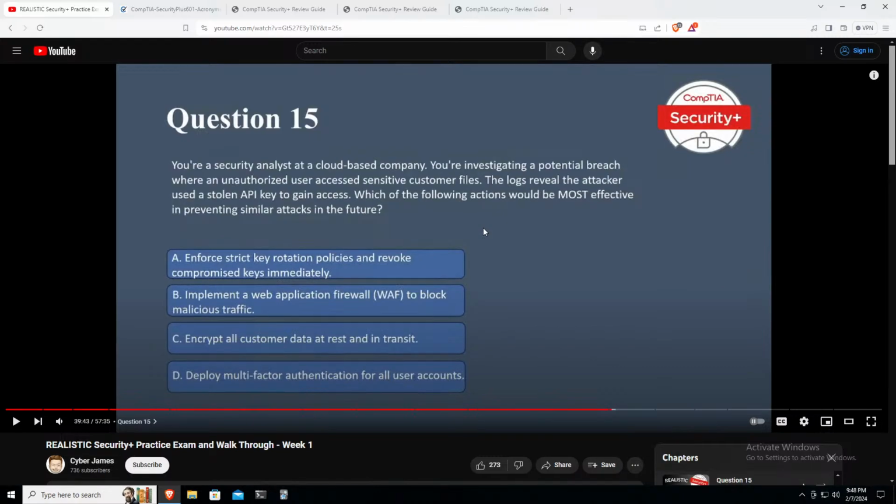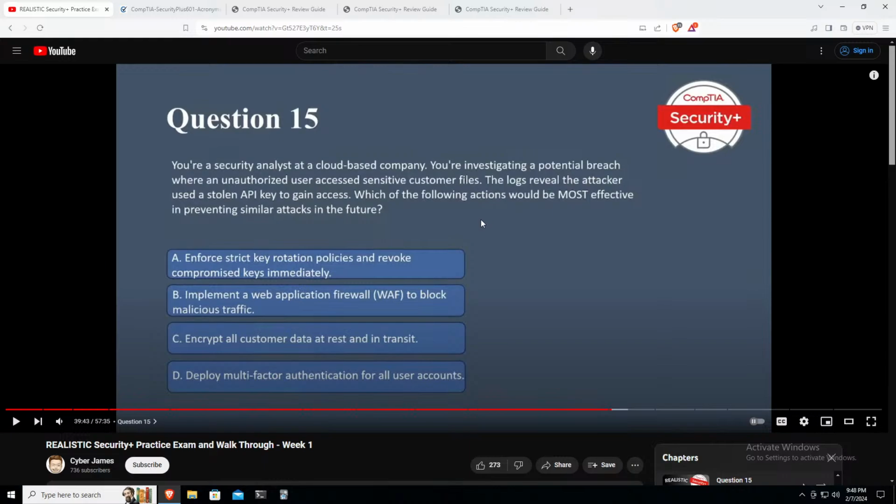You're a security analyst at a cloud-based company. You're investigating a potential breach where an unauthorized user accessed sensitive customer files. The logs revealed the attacker used a stolen API key to gain access. Which of the following actions would be most effective in preventing similar attacks in the future?